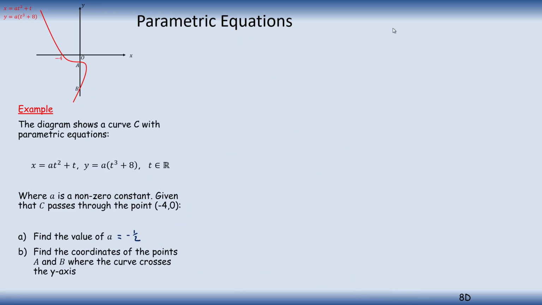Okay, so part b wants us to find, what does part b want us to find? Find the coordinates of the points A and B where the curve crosses the y-axis. So where the curve crosses the y-axis, there and there. So where it crosses the y-axis, what's the value of x?